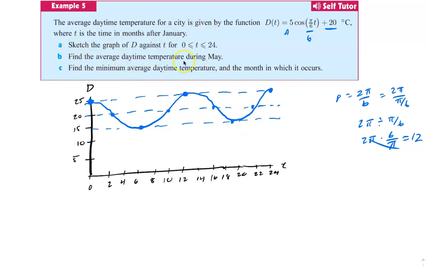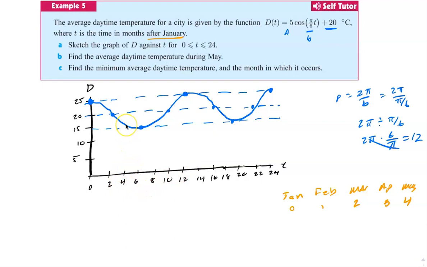Find the average daytime temperature of May. So we just have to find May and plug it in or look at our graph. Now here's where it's a little tricky. They want T to be the months after January. So January is actually 0, February is 1, March is 2, April is 3, and May is actually 4 in this case, not 5 like normally, because they wanted it to count after January. So a little annoying. But here's 4, right?